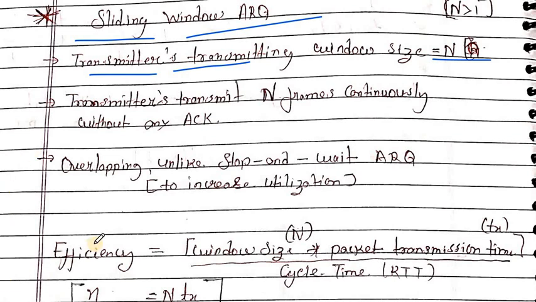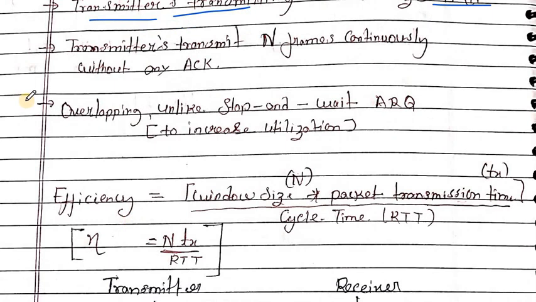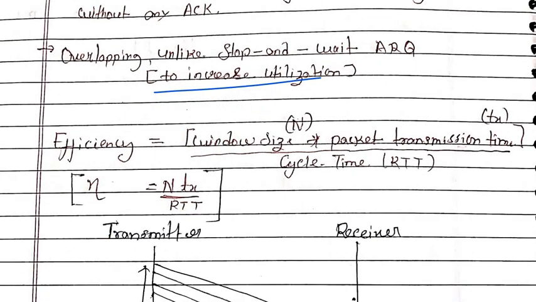In stop and wait ARQ, the transmitter sends only one frame at a time and waits for acknowledgement. But here the transmitter sends n number of frames continuously without any acknowledgement. Here the overlapping happens, meaning one frame follows another without any wait time. Continuously it transfers frame by frame to increase the utilization of the channel.